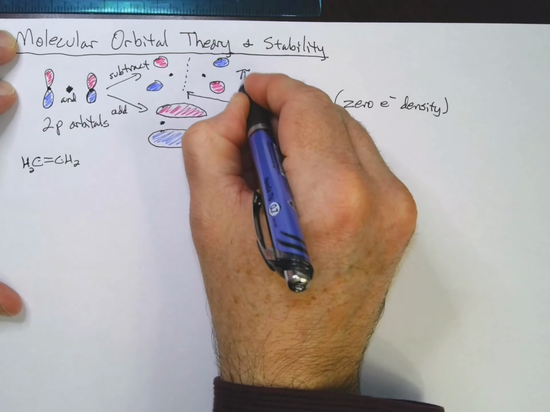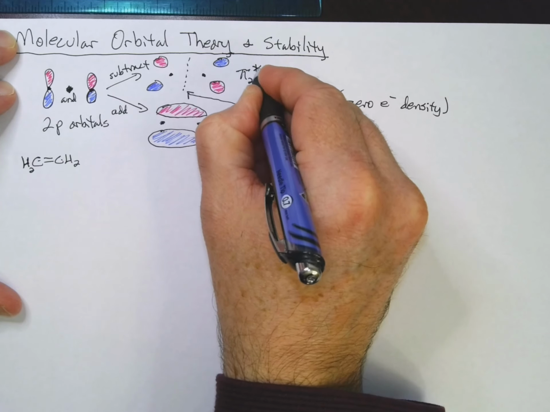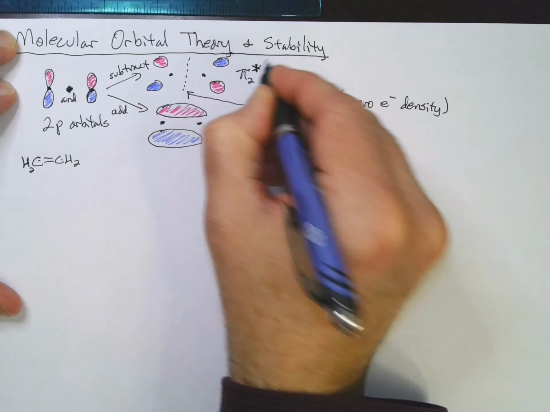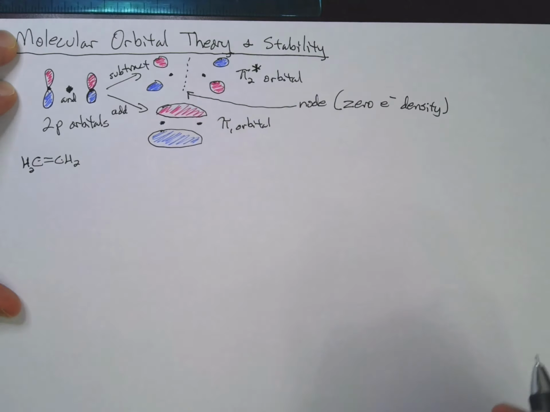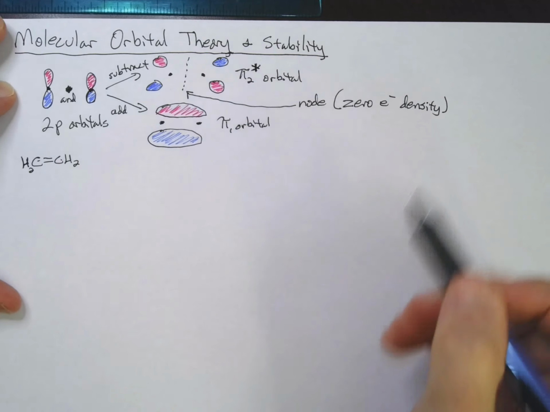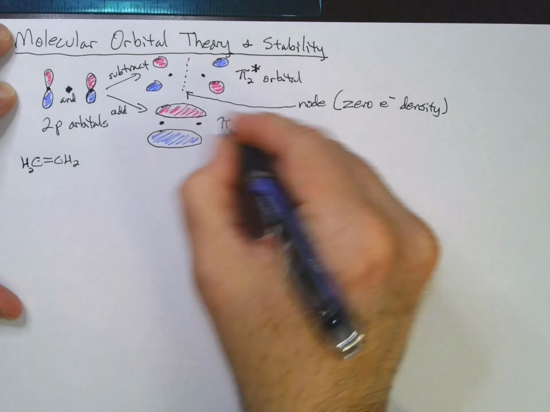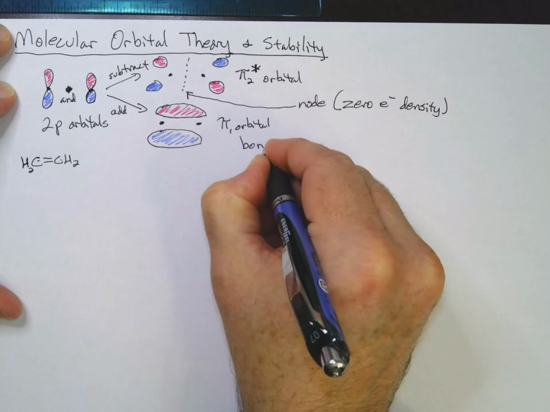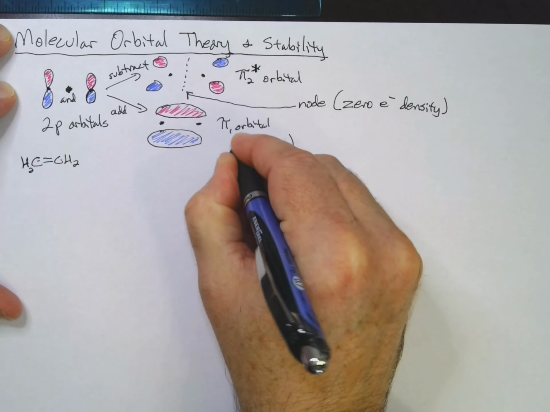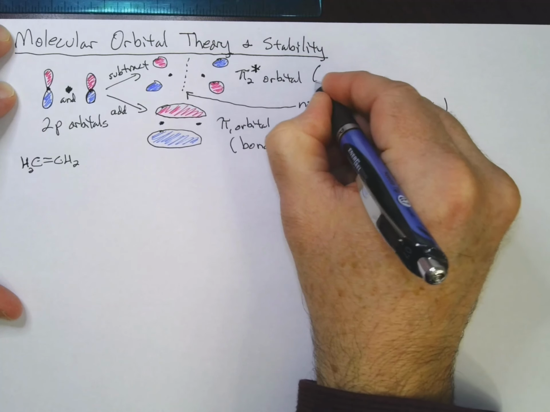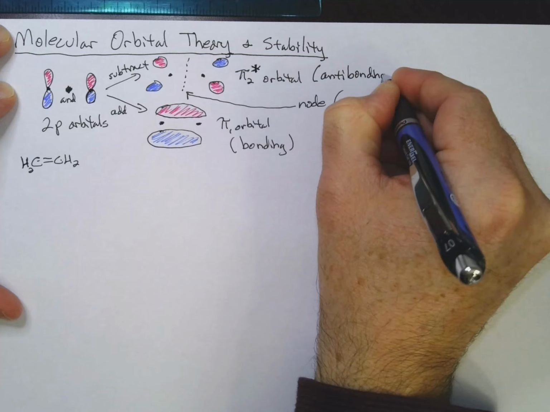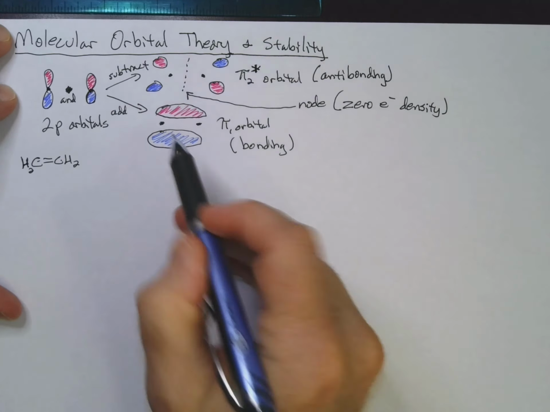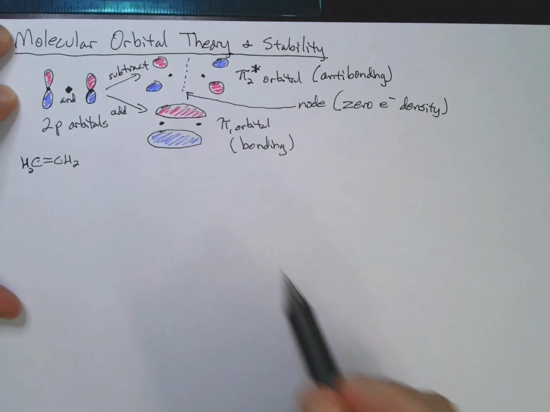And we'll call this guy pi 2, but we're going to give it a little star here. And what the star means is that it doesn't contribute to bonding. So our pi 1 orbital is a bonding orbital. And our pi 2 star is what we call antibonding. Not only does it not contribute to bonding, it actively takes away from bonding.